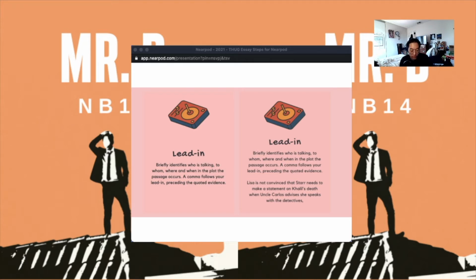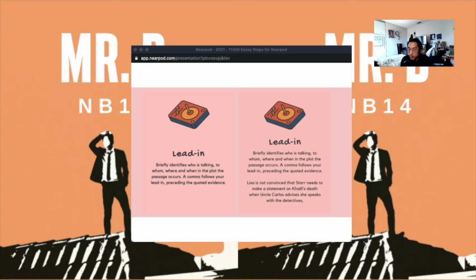But the important thing about a lead-in is that it provides context for your reader before you give them your concrete detail. So if your reader doesn't really know what's going on, you can kind of place them in a good setting to understand what it is that you're going to provide as a piece of evidence. So let's look at the example.